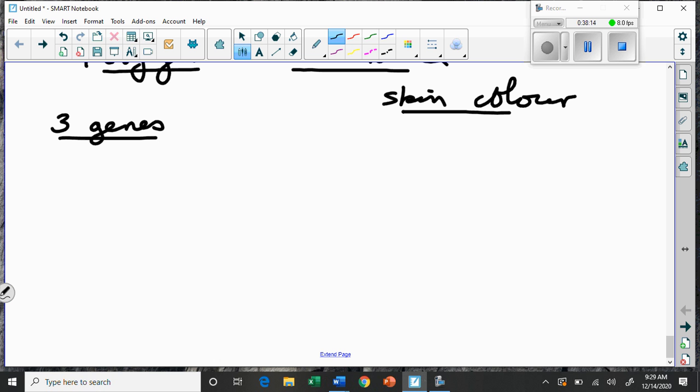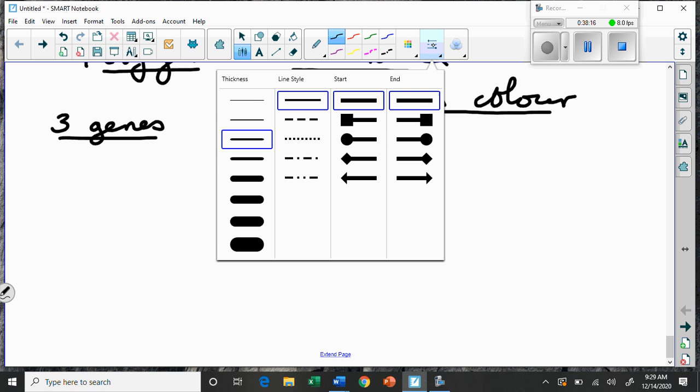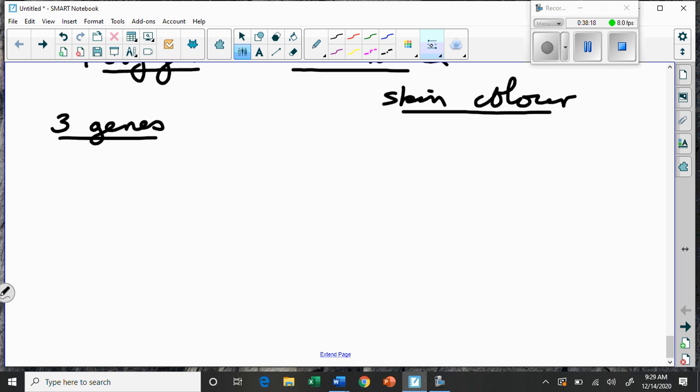Skin color. 3 genes involved. Let me get to a thinner pen here. And so the genes are, there's going to be one where you can have these alleles, A, you can be heterozygous, or you can be homozygous recessive for that gene.